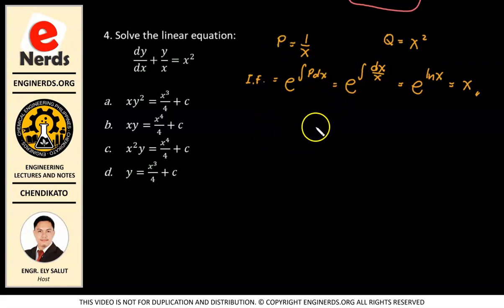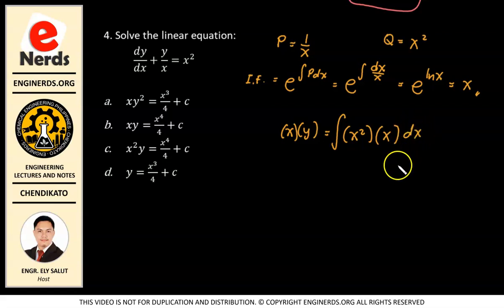So sa left side ng ating equation, we will just have yung integrating factor multiplied to y. Okay? So we'll just multiply this to y. And this is equal to the integral of our q, which is x squared. So we have x squared times our integrating factor x dx. Okay? So that means this is equal to the integral of x cubed dx.